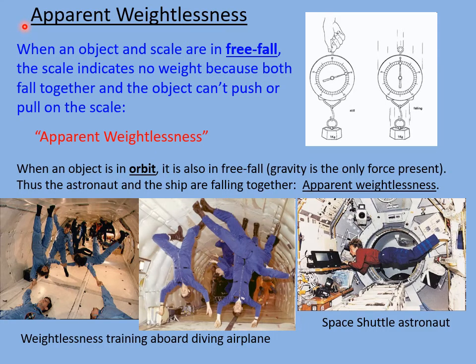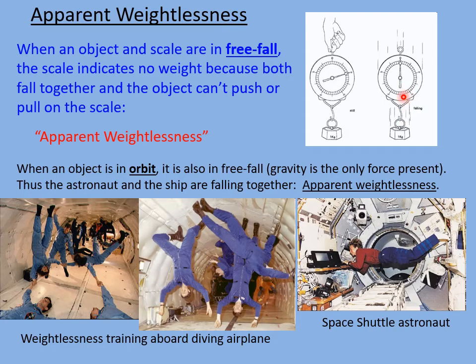One of the interesting consequences of orbit is this concept of apparent weightlessness. And this comes from the fact that if we take a scale and hang an object from a spring scale, this scale will read the object's weight, of course. But if we drop the scale and let the scale and the object fall together, well, then the object is not going to be pulling on the scale anymore because they're falling together.